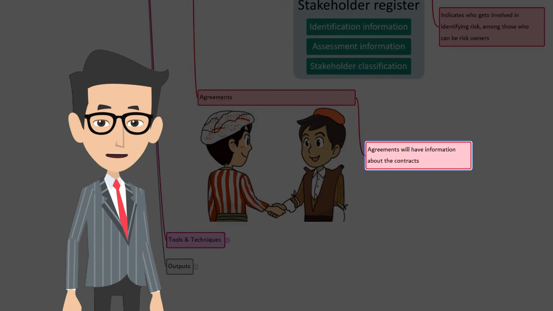Agreements. When dealing with external parties outside the organization, there will be a contract or agreement. The agreements may have information such as contract type, project deliverables, milestone dates, acceptance criteria, etc. It may also have details about the awards and penalties. These awards and penalties can present opportunities and threats. So, obviously, they become input.